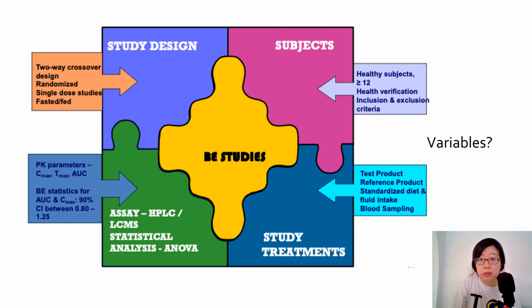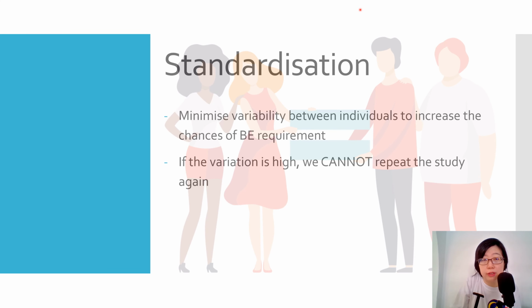using another slide here to illustrate the different sections of the BE studies. So we've got some variables, as mentioned just now, which we want to standardize, which include your health conditions. We've got your standardized diet and fluid intake, which we're going to elaborate much more in the next slides. So in this first part of the video, the first section, because it's mainly divided into two sections, standardization and sampling. For standardization, the main aim is to minimize the variability between individuals.